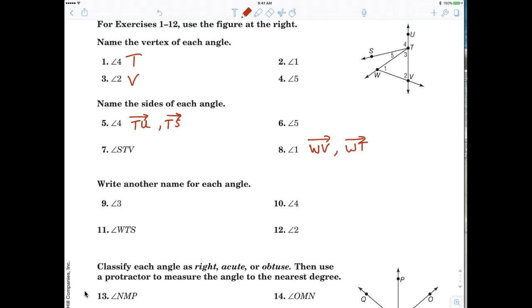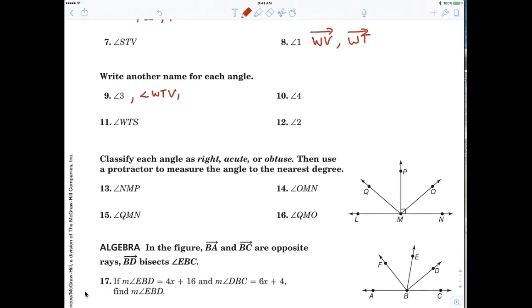So angle 3 could be called angle WTV. Beautiful. If you want to call it VTW, that'd be fine also. I think that's pretty basic. I don't think I need to go any further there. Basically, we're not going to be using a protractor, so I don't really care about that. You're trying to see if it's right, acute, or obtuse. In this particular case, we would just simply say, what does it appear to be?